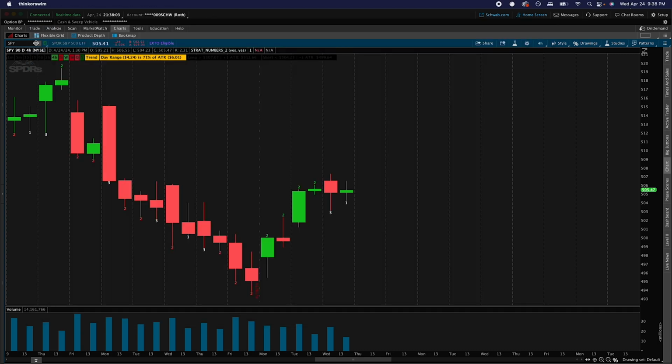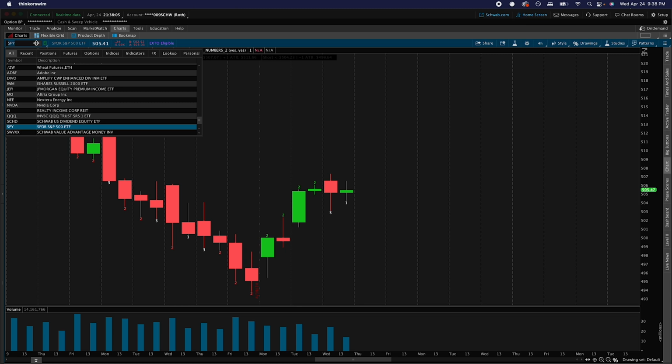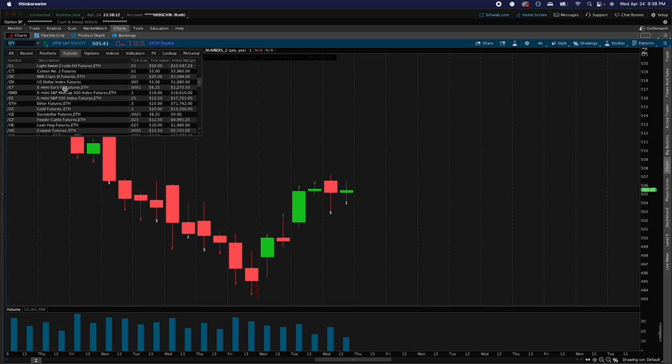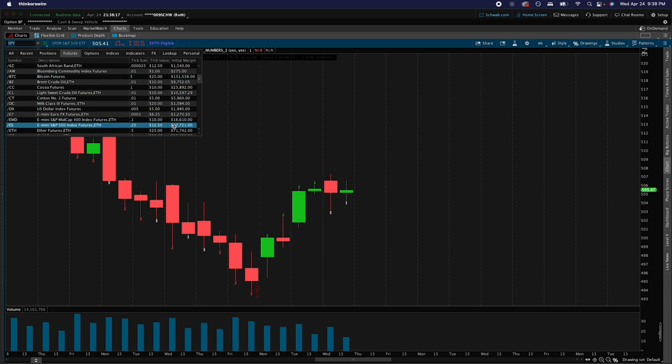On Thinkorswim or Schwab, they are not lenient with margin requirements. So if you try to trade futures on Schwab, let's say we go to ES, which is the S&P 500 futures, they require that you have in your account $17,721 to trade one contract. And the margin requirements can fluctuate depending on how volatile the market is. Last week this was at 10,000. This week it's at 17K. Probably because of all the Iran news and volatility going on. So again, it depends on the broker.